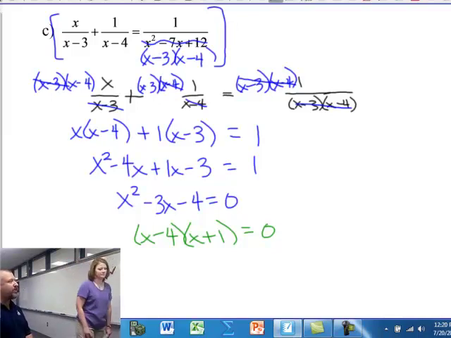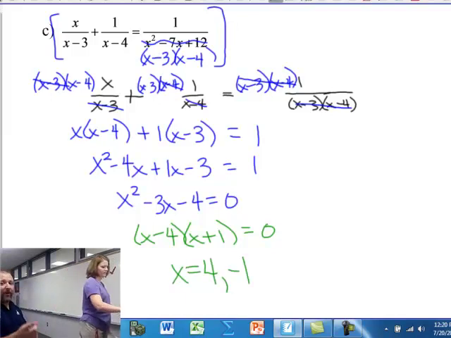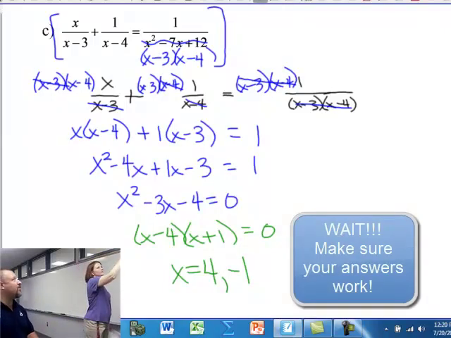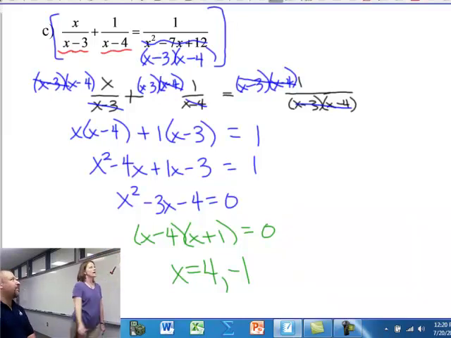So now we have x minus 4 times x plus 1 equals 0, so both factors could equal 0. So x could equal 4, or x could equal negative 1. Before we move on, let's go back to our original problem and double check. What x value made the first fraction have a 0 in the bottom? X could not be a 3. Sorry, 3 was off limits.